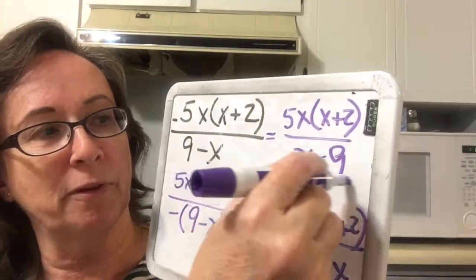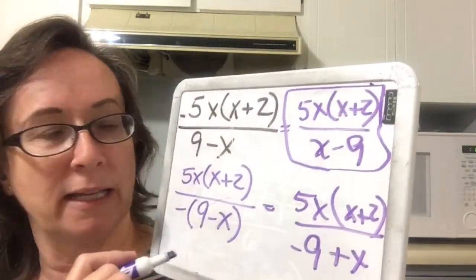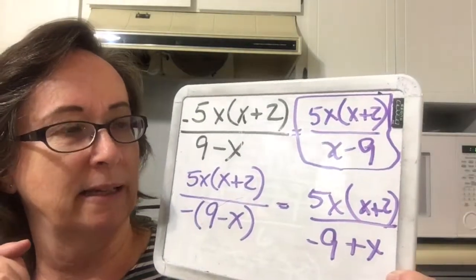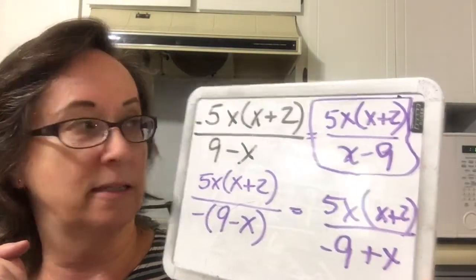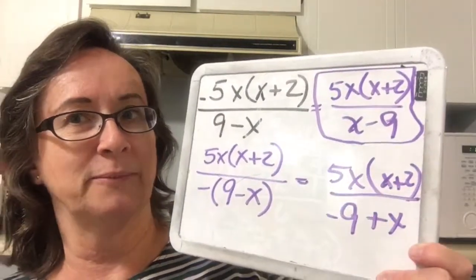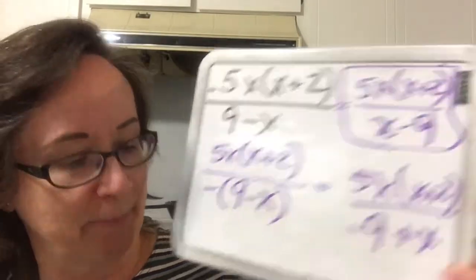Generally we like to leave things looking as nice as we can. I would definitely prefer this as a correct answer because I've got descending order of the variable, which is always a plus, and I have fewer negative signs, and it means the same thing. So I go with descending order of the variable and fewer negative signs any old day.